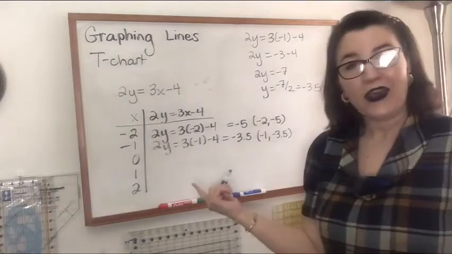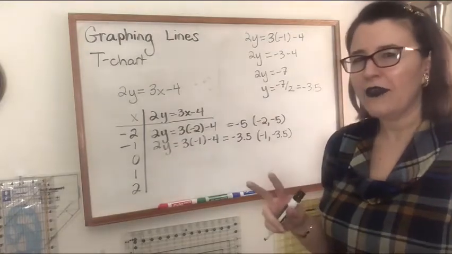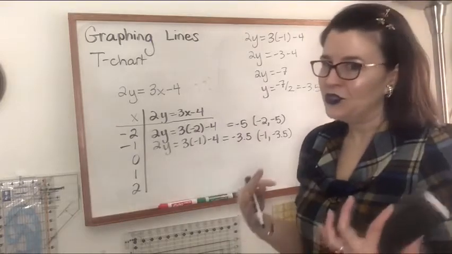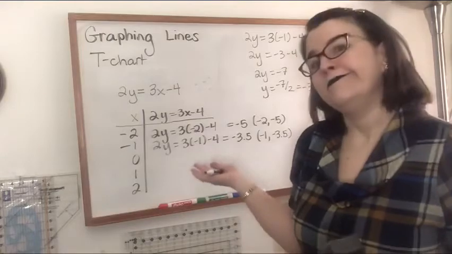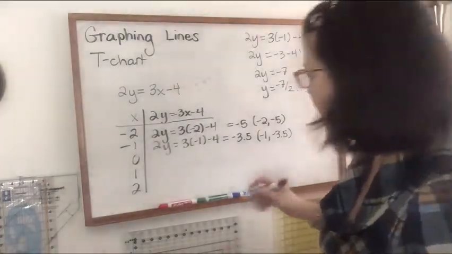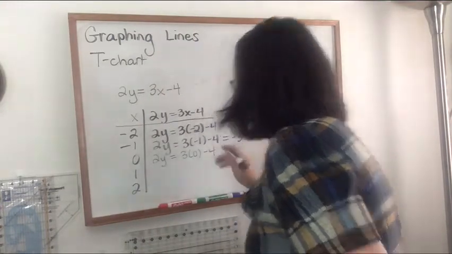Now, I could technically just do -1, 0, and 1. You really only need 2 points to graph a line. If you are graphing it for a bigger intent, I recommend you do more. But if I just said, hey, graph this line, 2 points would be totally fine. So, in fact, I could stop here and be like, oh, there's my 2 points, done. But I'm going to be sassy and I'm going to go through the rest of them. All right.